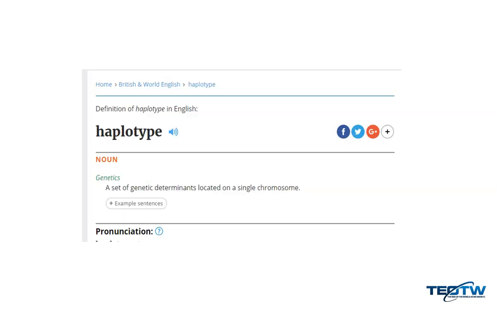A haplotype is a set of genetic determinants located on a single chromosome. Okay, so it's a set of genes, right, that can be identified, located on one single chromosome. Now, don't forget, there's 23 chromosomal pairs. We're not even talking about the pair. We're talking about one chromosome. So it's a set of genes that determine certain traits, right? Like eye color or something like that, right? So that's what it means, genetic determinant, a gene that determines a certain feature, character, or whatever.